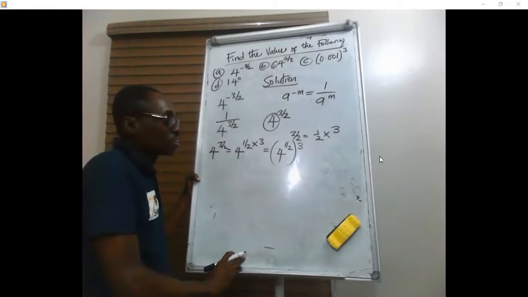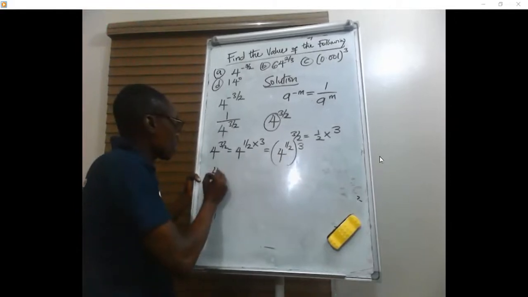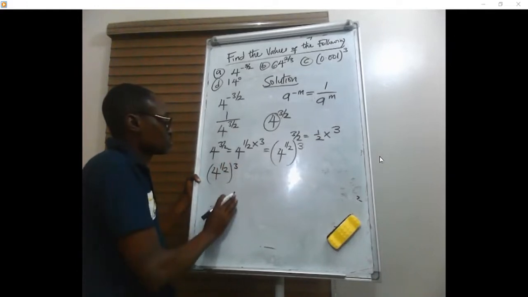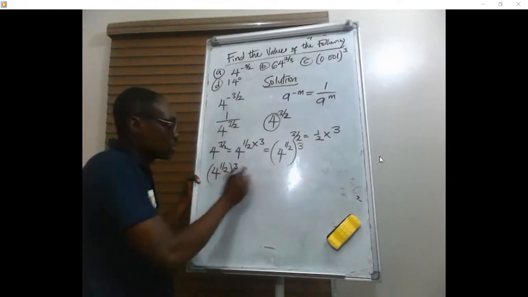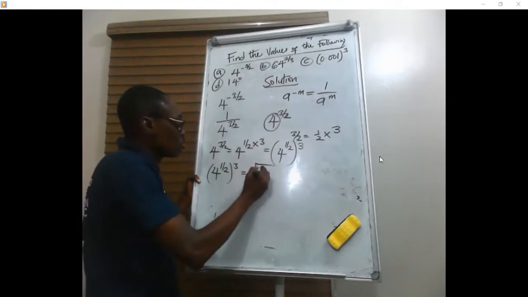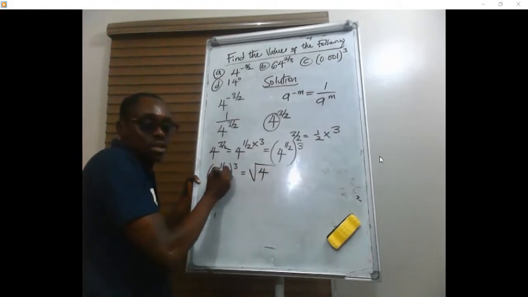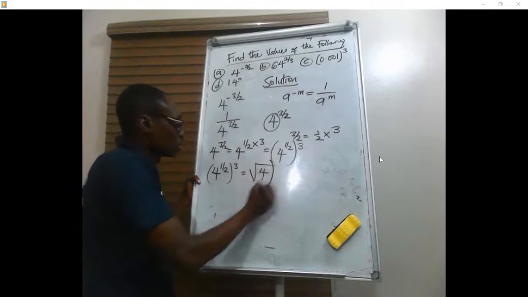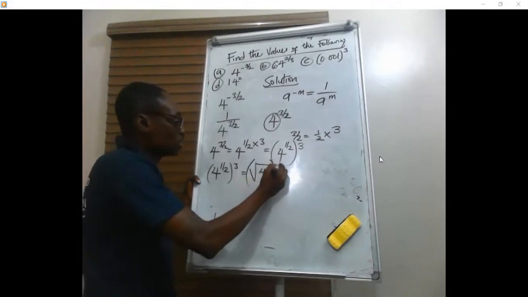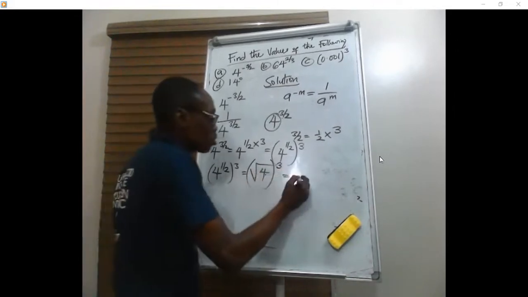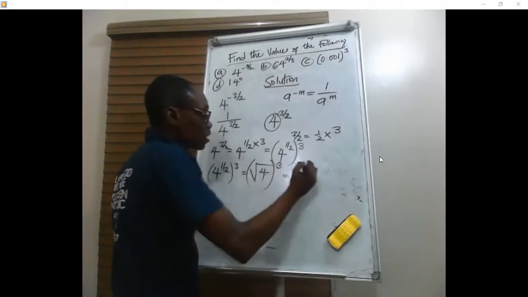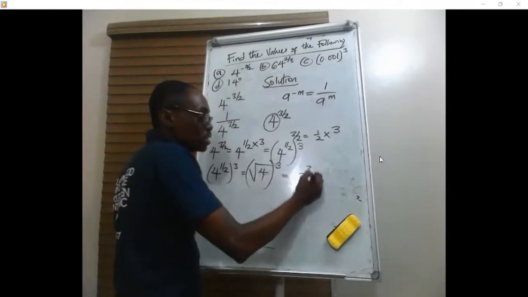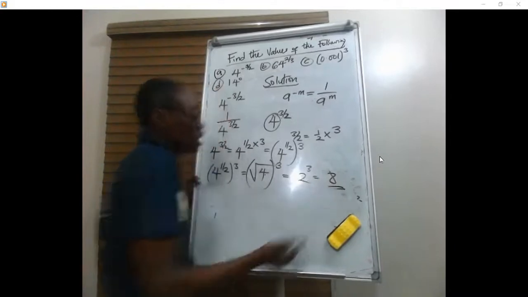So 4 raised to power half, keep the 3 outside right now. 4 raised to power half is the same thing as the square root of 4. Something raised to power half is an indirect way of finding the square root of that number. So root 4, then in brackets raised to power 3. The square root of 4 is 2. Then raised to power 3. 2 raised to power 3 is equal to 8, just like before.